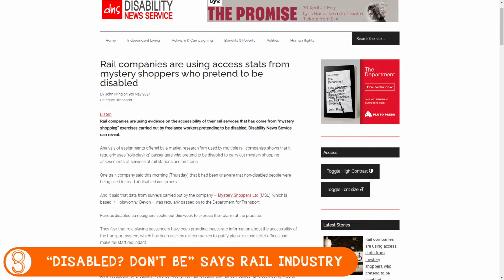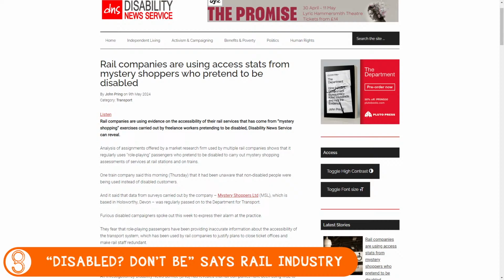Furious disabled campaigners spoke out this week to express their alarm at the practice. They fear that role-playing passengers have been providing inaccurate information about accessibility of the transport system, which has been used by rail companies to justify plans to close ticket offices and make rail staff redundant. So two big data collection exercises shown to be an absolute crock of shit, actively seeking to exclude the voices of actual disabled people.